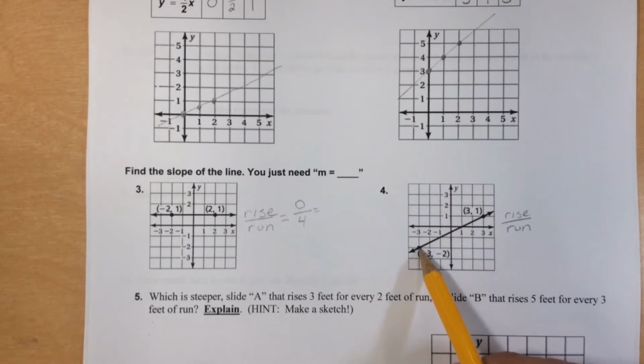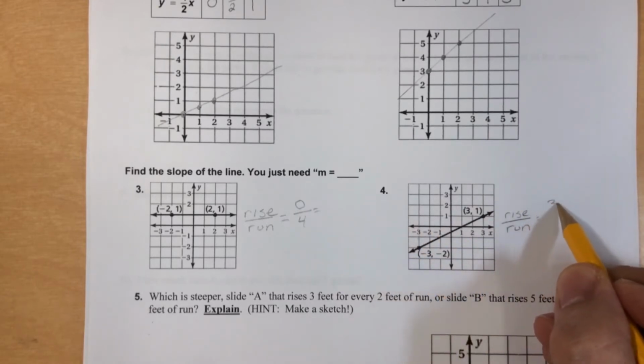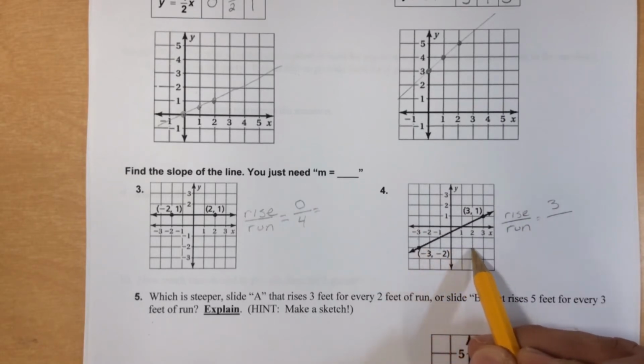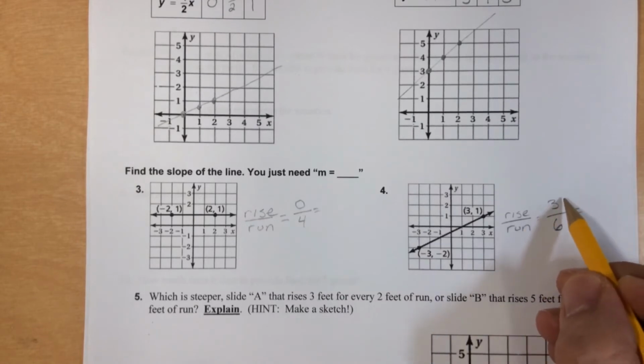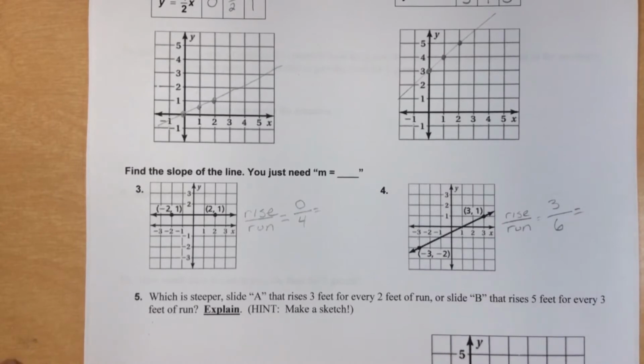And here we go, up 1, 2, 3. So the rise is 3. And the run is 1, 2, 3, 4, 5, 6. And that is not one of the answers that's going to be on the multiple choice. But remember, you can simplify that to get the slope.